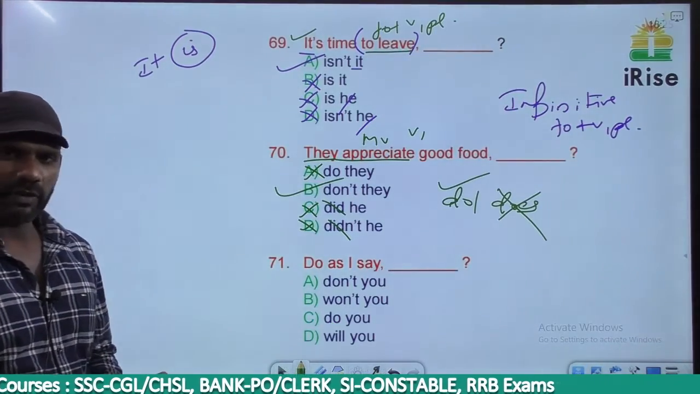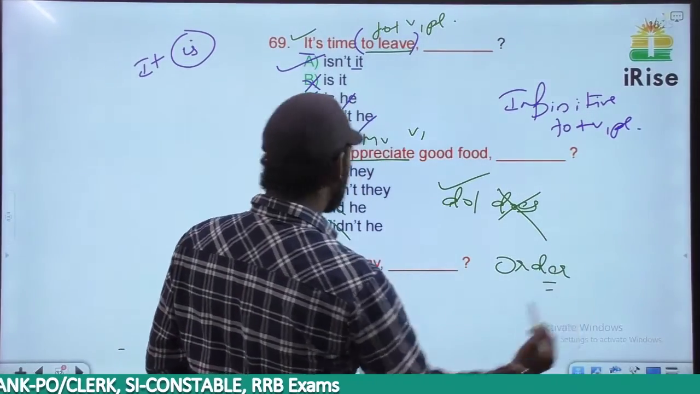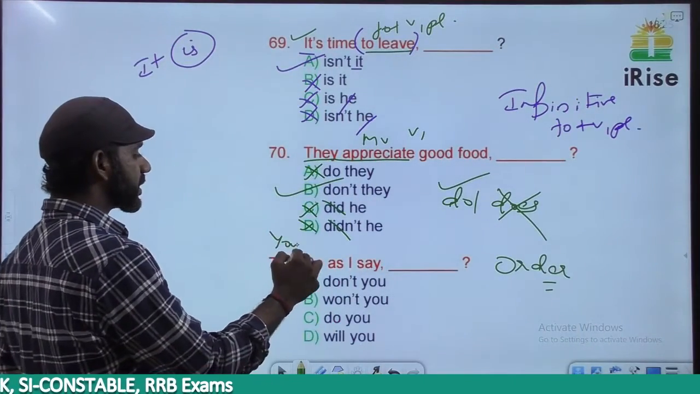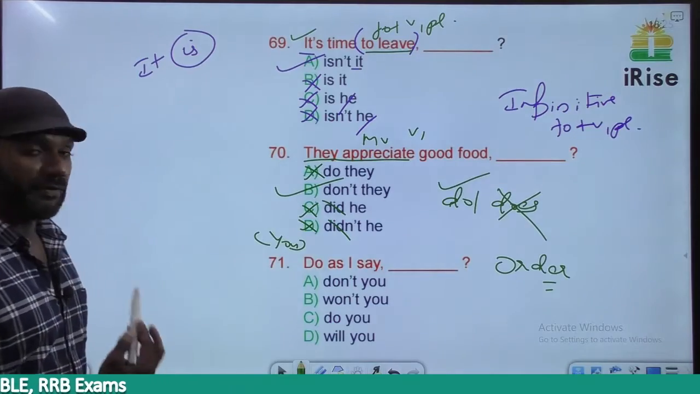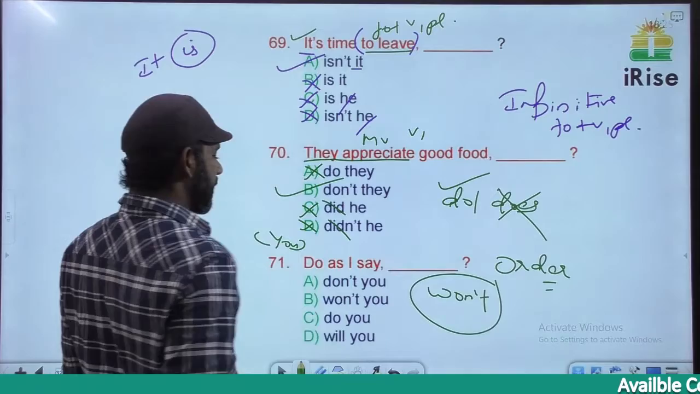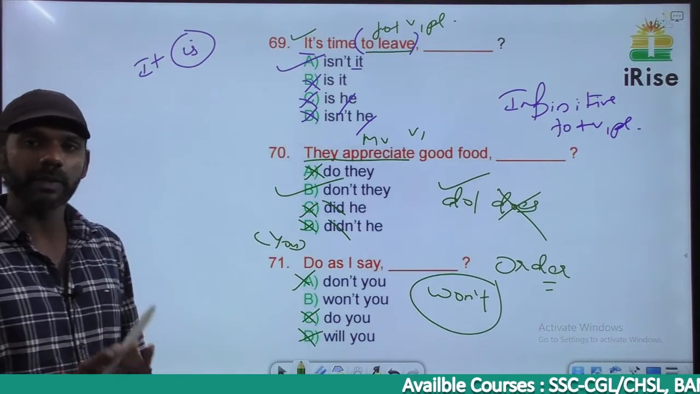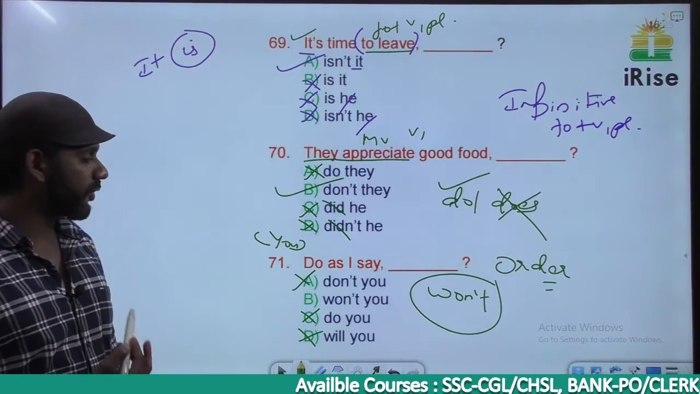Do as I say, we have gone for it. This is an order, right? Do as I say is an order. Do as I say means you do as I say. And if it is an order, in the tag we have to go for won't, no matter whether the subject is singular or plural, no matter whether the sentence is negative or positive. In the tag we have to go for won't.